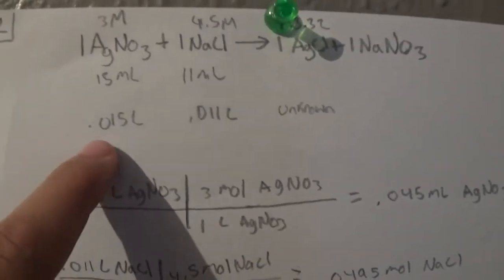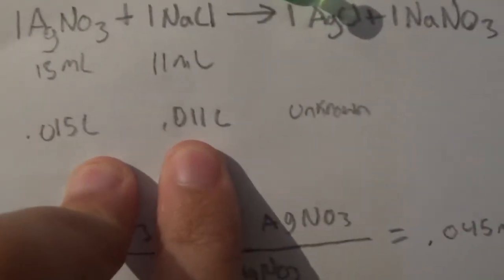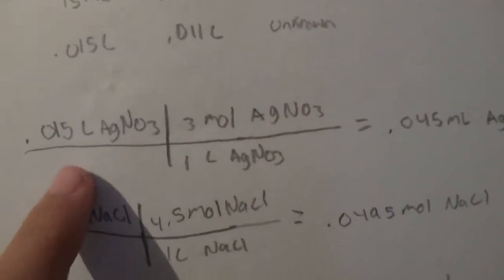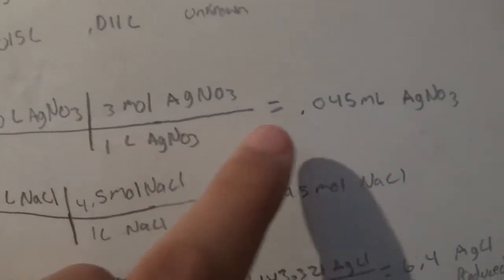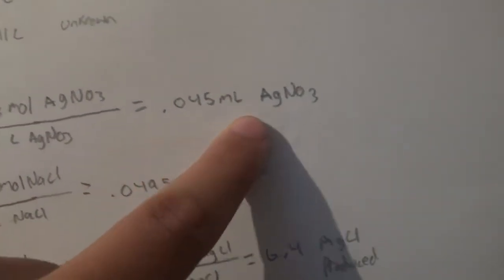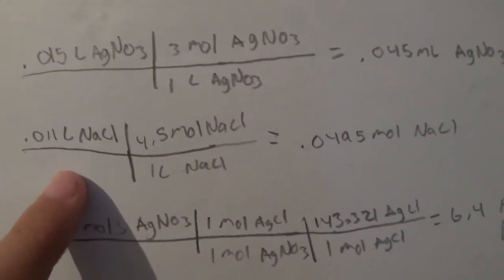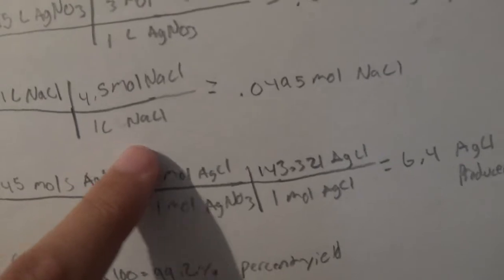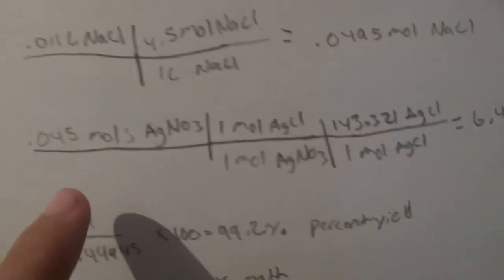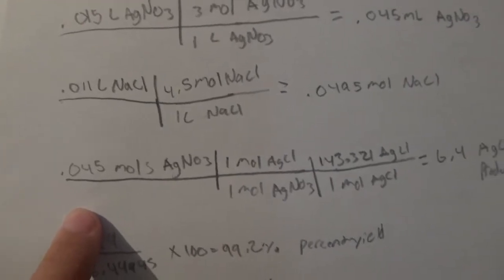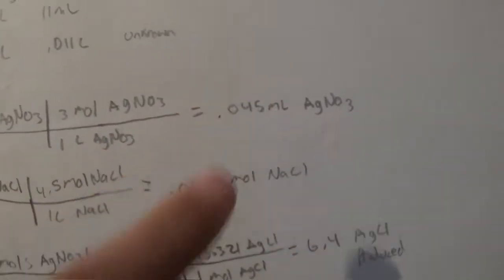So first, I converted these into liters, so we have 0.015 and 0.011. Next, we're going to multiply the liters by molarity. That'll get us 0.045 moles of AgNO3. And then we're going to do the same for NaCl, times molarity 4.5 over 1. That'll get us 0.0495 moles of NaCl. And from here, we can see that AgNO3 is the limiting reagent.